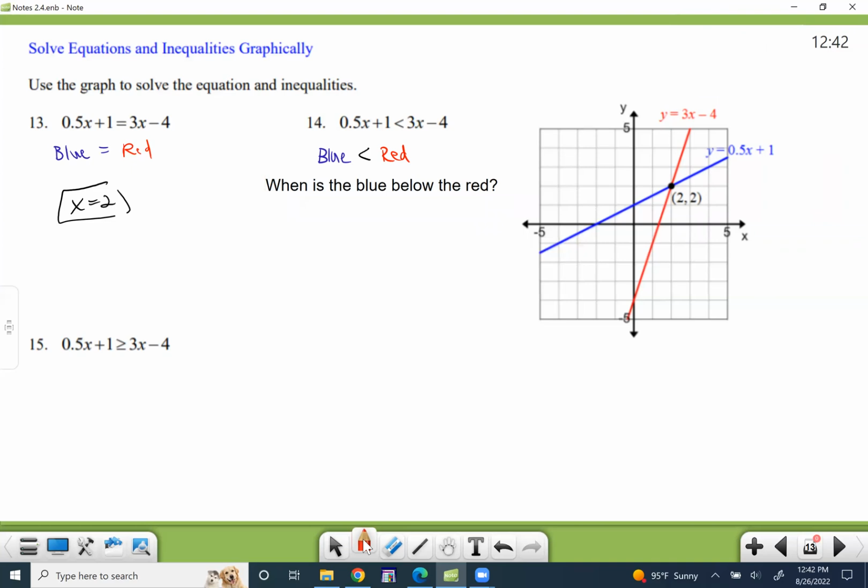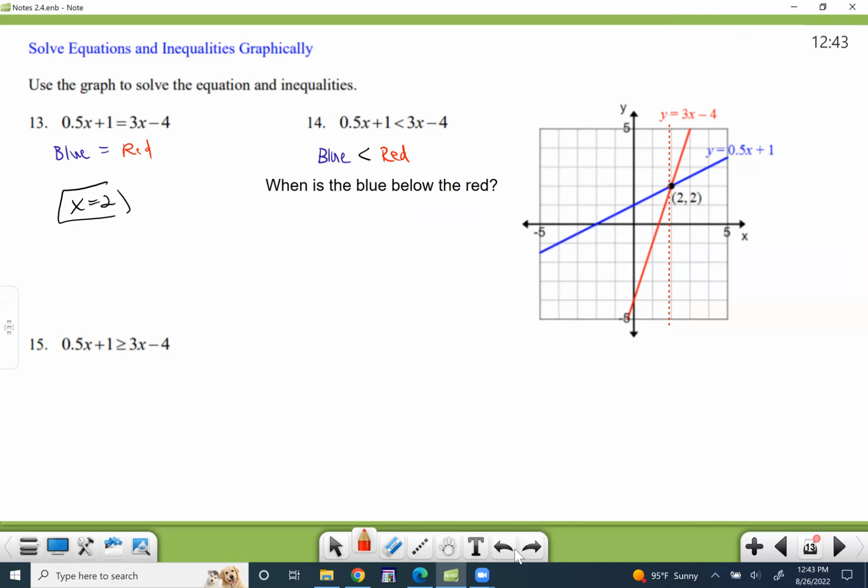So if I go over here, I notice that right here seems to be where a behavior in the graph changes. After that point, or after that line, the red is higher than the blue. Before that point, the red is lower than the blue. So they switch who's on top. In this area, blue's higher, blue's on top. In this area, red's higher, red's on top. So it wants to know, when is the blue below the red?